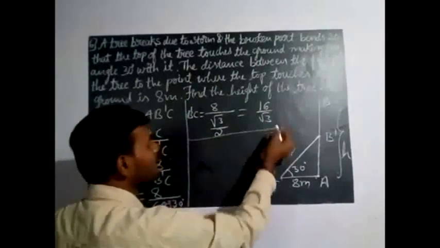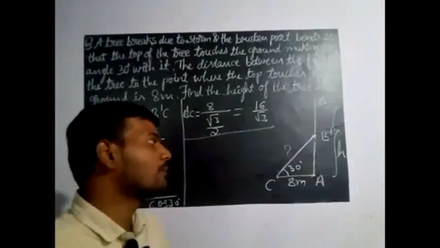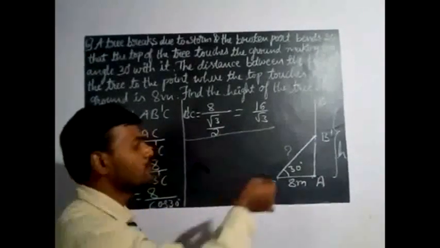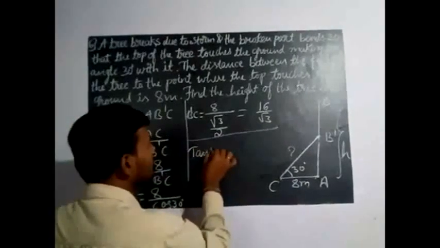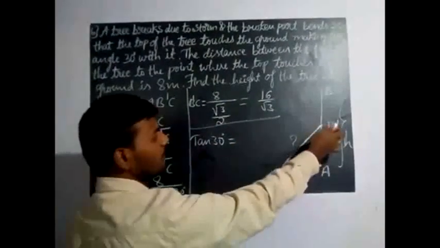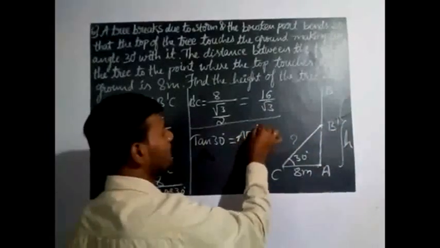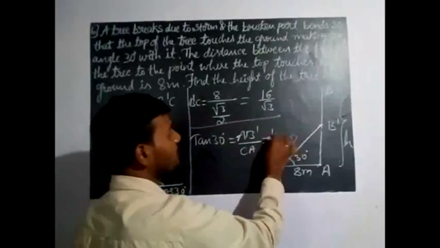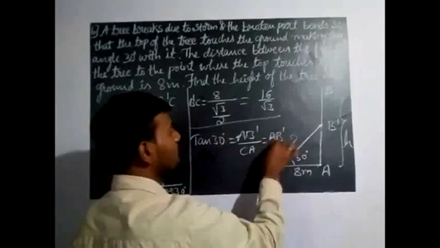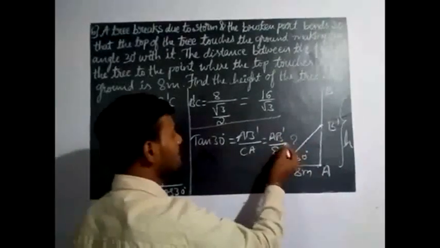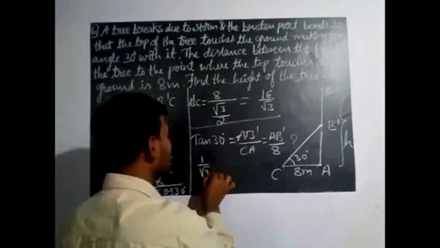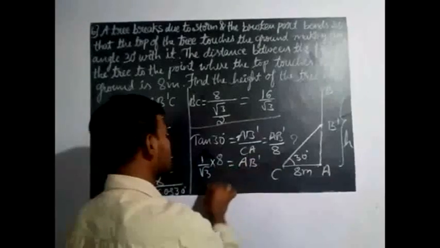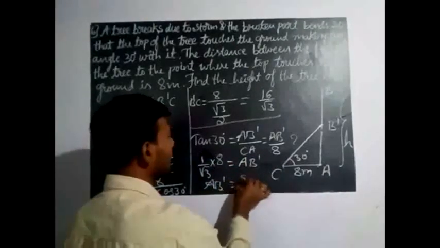Now again we need to find AB dash. To find it, which trigonometric ratio can we apply here? We can apply tan theta. Tan 30 is equal to opposite AB dash by CA. AB dash we need to find, divided by AC, which is known, that is 8. Tan 30 is 1 by root 3, and this 8 is multiplied to the left side and it becomes 8 by root 3 equal to AB dash. Therefore AB dash is equal to 8 by root 3.